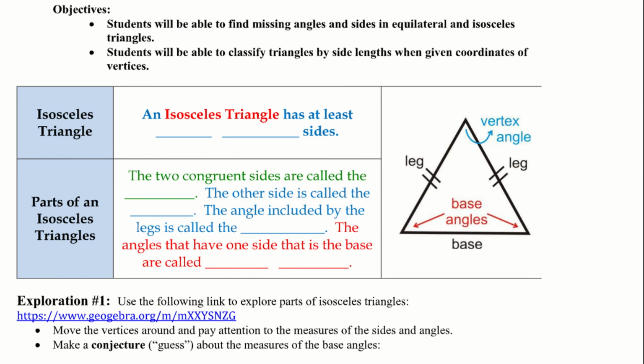An isosceles triangle has at least two congruent sides. So the parts of the isosceles triangle: the two congruent sides are called the legs. The other side is called the base. The angle included by the legs is called the vertex. And the angles that have one side that is the base are called base angles.